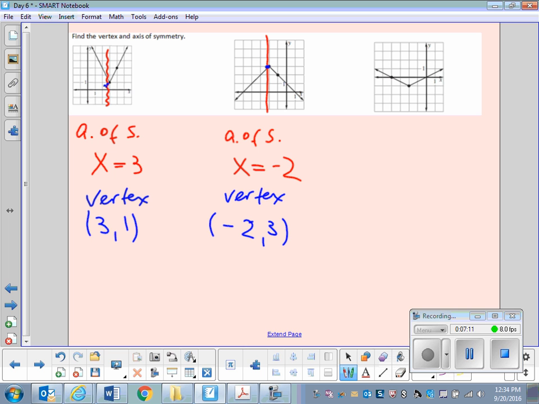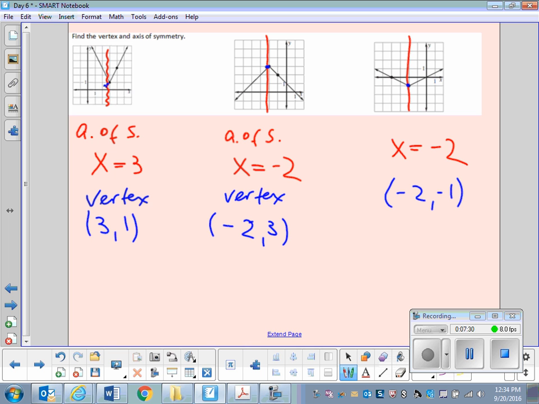Okay, let's try the last one. What is my axis of symmetry over here? X equals -2. Very good. So this line. And then what is my vertex? -2, -1.